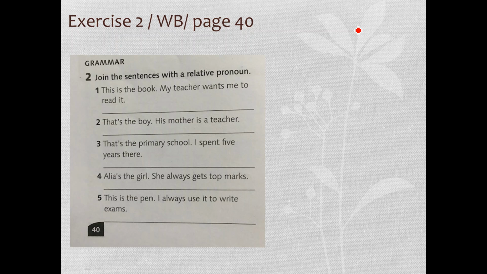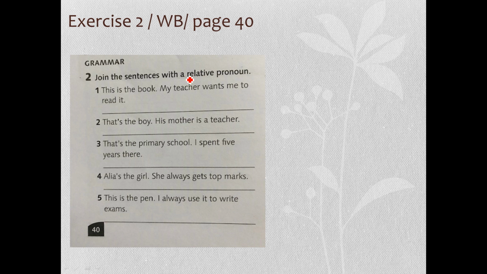Exercise 2, Workbook Page 40. Hi guys, once again, this is your teacher. Today we are going to do some exercises related to the relative pronoun. Previously we have established the meaning of a relative clause and we have talked about how we can form such a sentence. In your workbook we have 3 exercises we are going to do together.